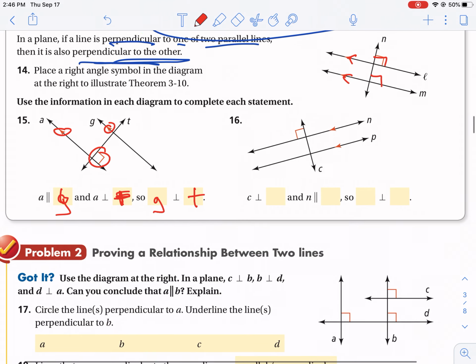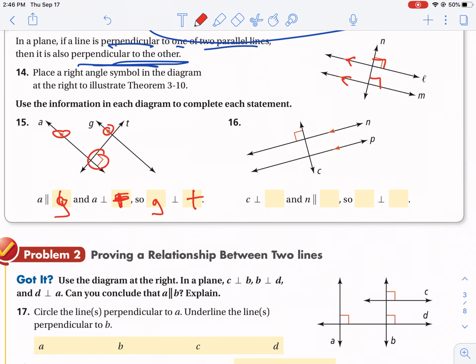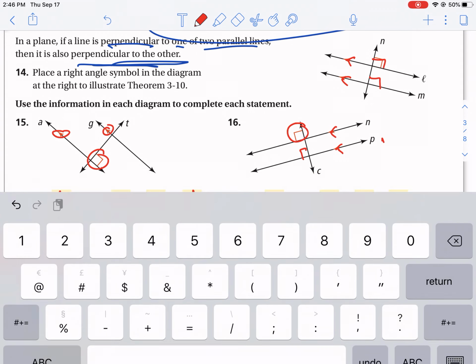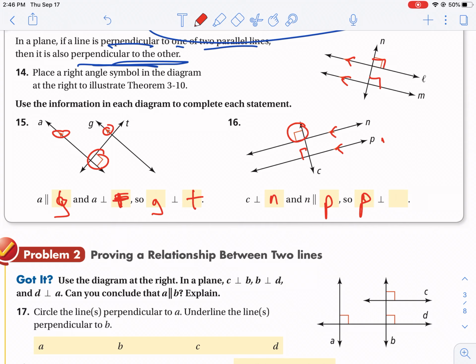And let's apply this same concept over here. C is perpendicular. What's C perpendicular to? Well, because of this mark, we know that C is perpendicular to N. And because of these 2 marks, we know that N is parallel to P. So what can we conclude? Well, I can conclude that this one has to be a right angle too. So I know that, in fact, P has to be also perpendicular to C.